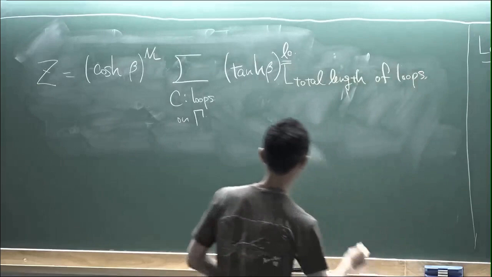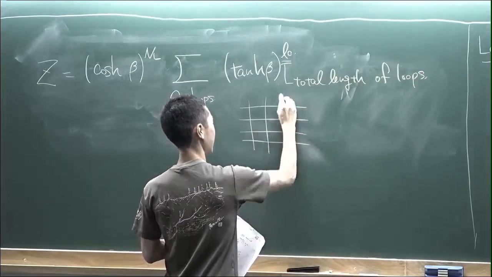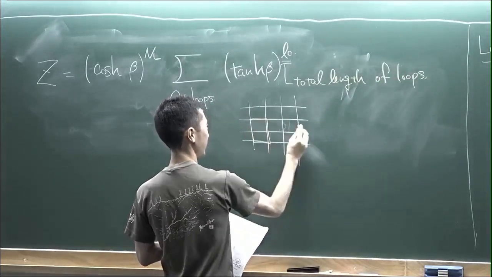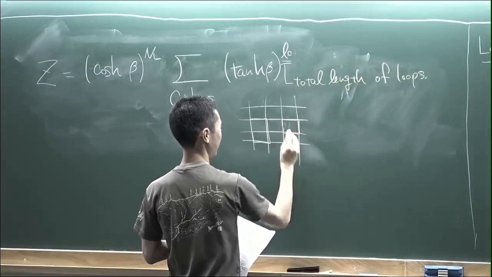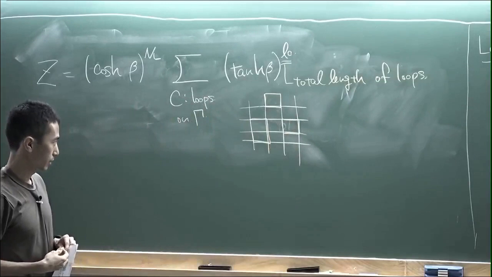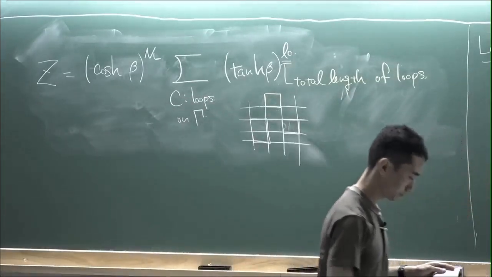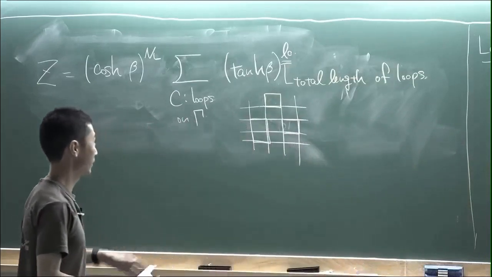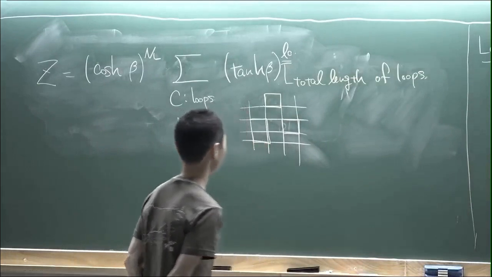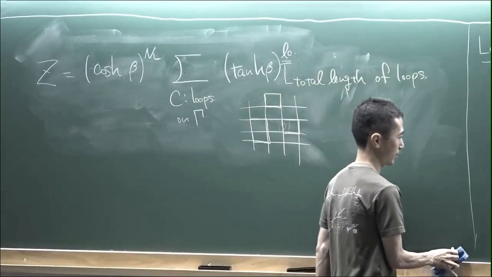So if I were to draw some configuration that contributes to this sum, it's going to be something like this. You draw some loop here, and you draw some loop here, and you can even consider some loop like this. Okay. So in this way, you can basically convert the sum over spins into a sum over loops on the lattice. So this is the well-known high temperature expansion.